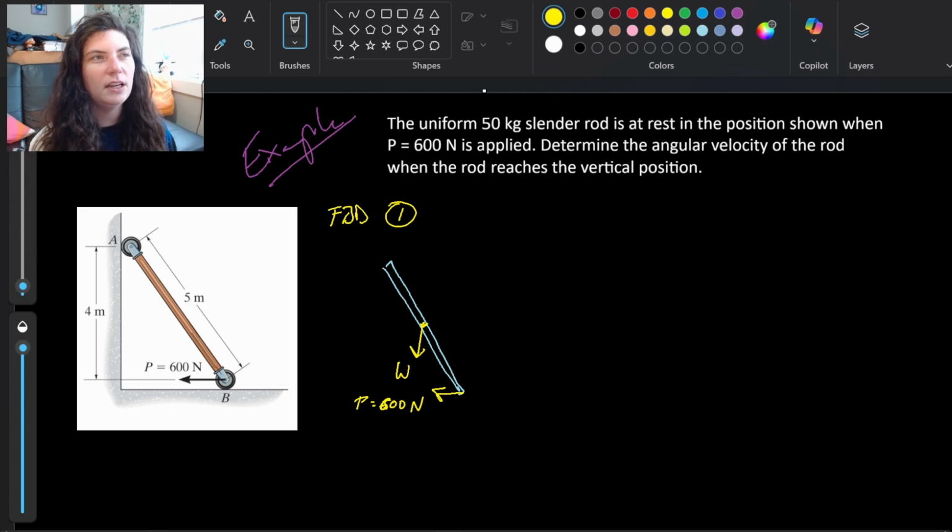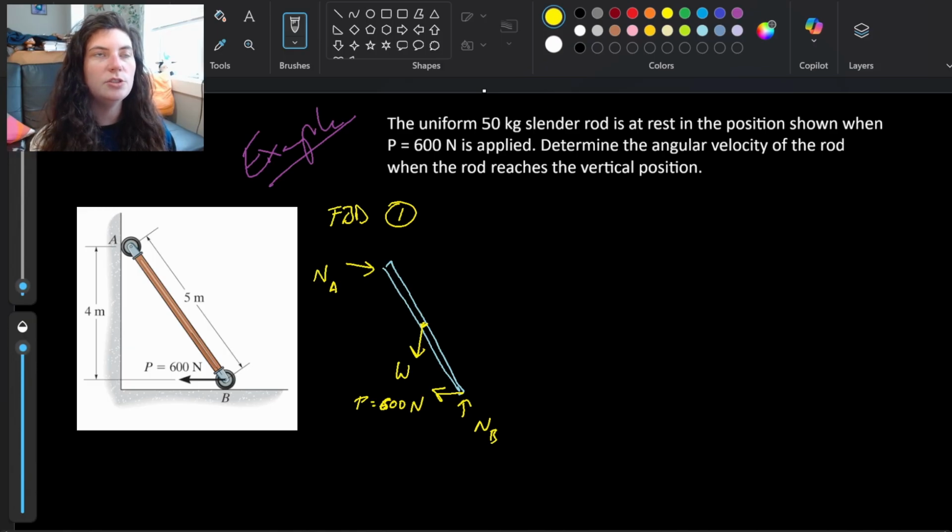Looking at any other forces we might have here, the only other ones are the normal forces where this rod is touching the wall. There's a normal force from the floor at B, and there is a normal force from the wall at A. So this is our initial condition. This is what we're starting with.